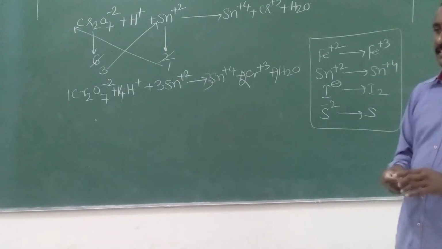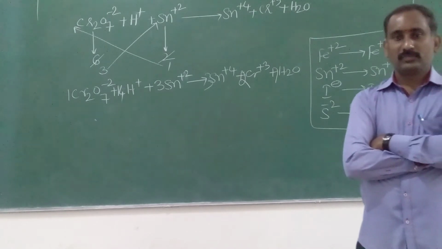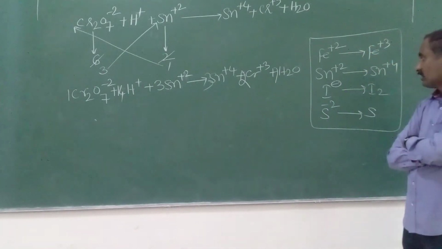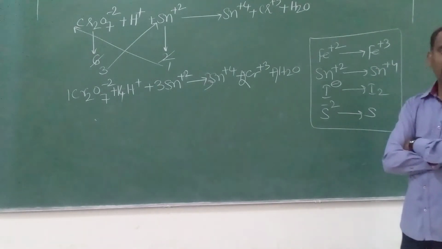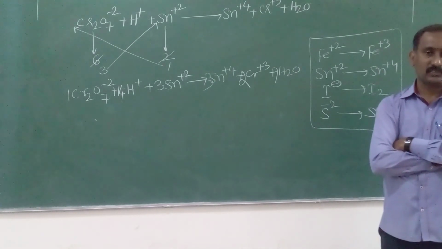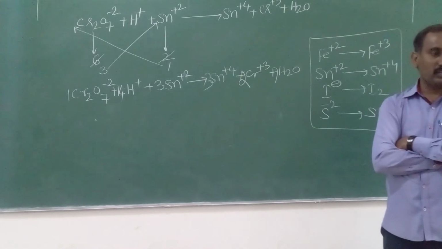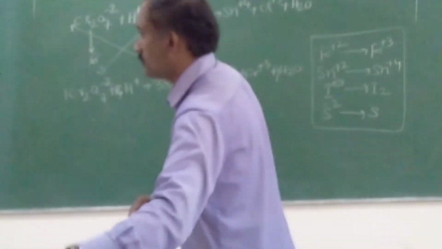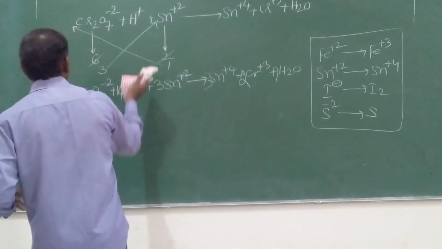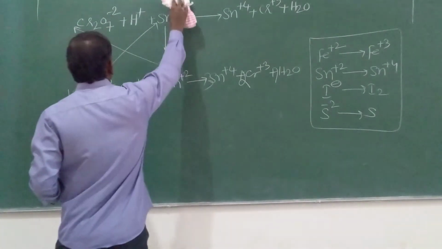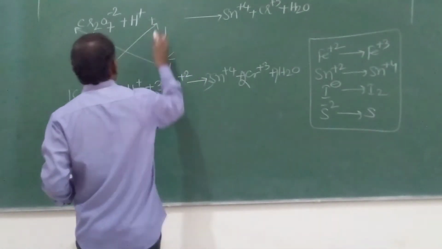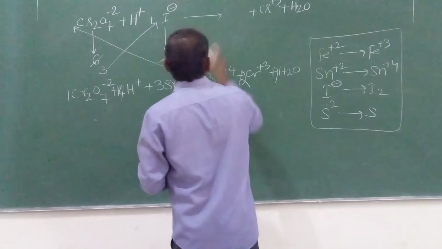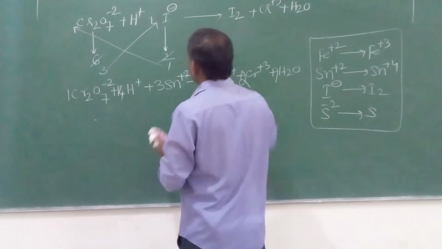It oxidizes iodide to iodine, that is, I minus to I2. It is the same reaction we wrote down in the case of Sn plus 2, iodide to iodine. Write it in your running notes: iodide to iodine, I2.